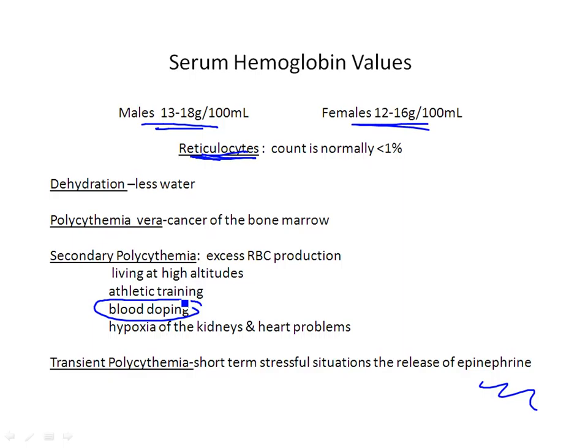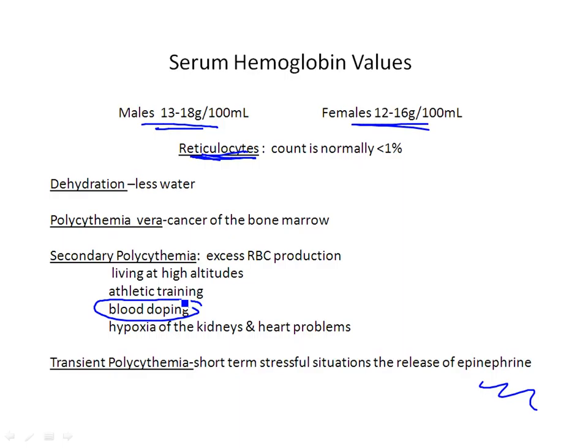Another thing that can cause secondary polycythemia is hypoxia of the kidney and problems with your heart. Anytime you have decreased oxygen concentration in your tissues, you're going to cause more red blood cell production. That erythropoietin, that whole cycle will get going and cause you to make more red blood cells. So the kidneys especially are sensitive to oxygen concentration, so if they're not getting enough oxygen, then they're going to definitely start increasing the red blood cell production. Remember, we called that erythropoiesis.